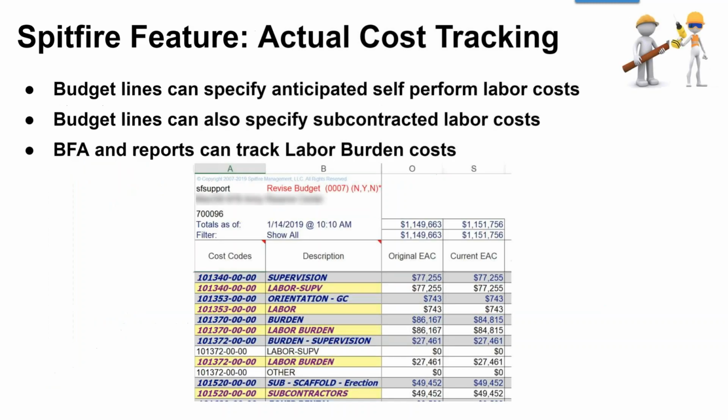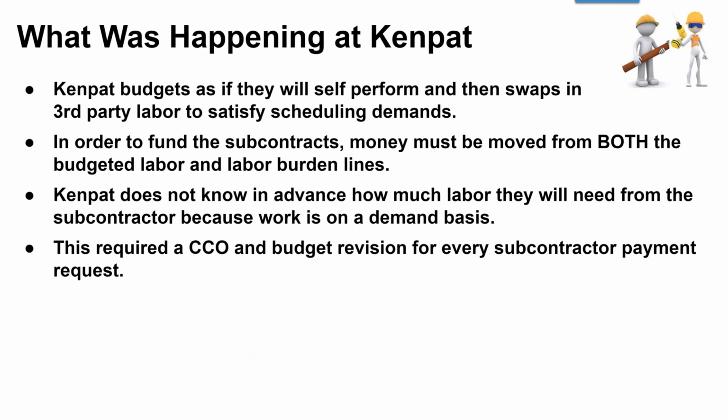What's next? Okay, so we're talking about budgets and actual cost tracking, because a project budget doesn't just indicate budgeted amounts. The BFA workbook also tracks actual costs for different account categories. For example, the self-performed labor, subcontracted labor, and even labor burden. So these numbers are all there to begin with, but sometimes, as we see, things need to change, even on an account category to account category basis. So what was happening at KenPat?